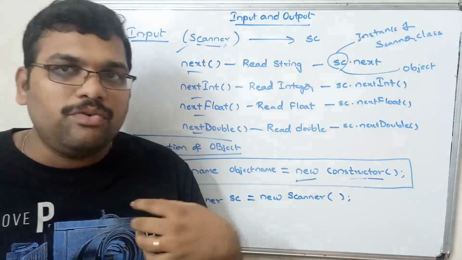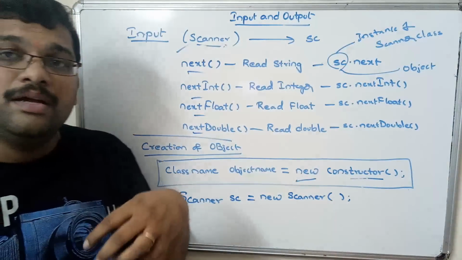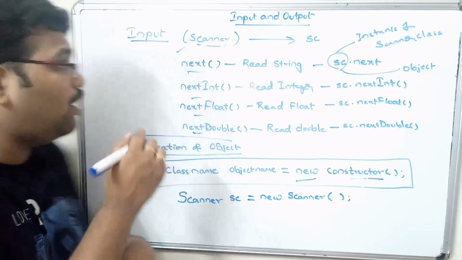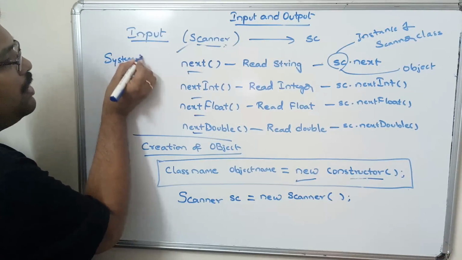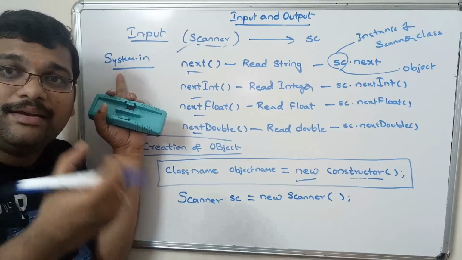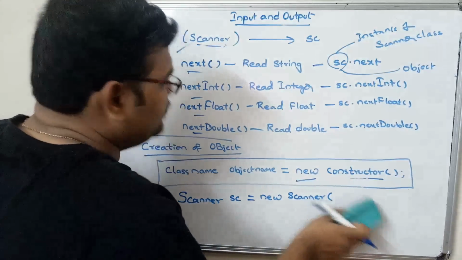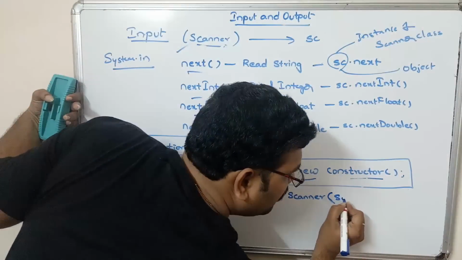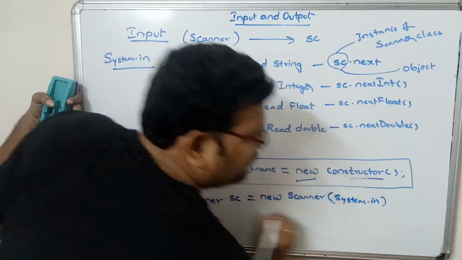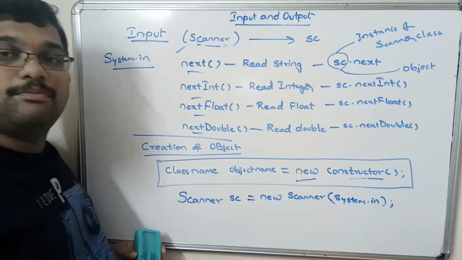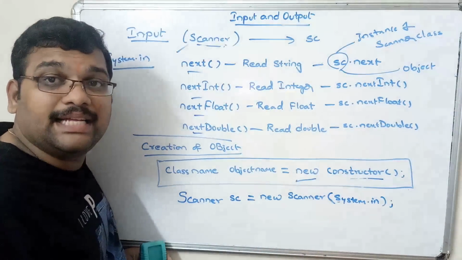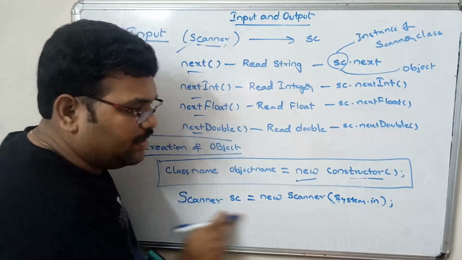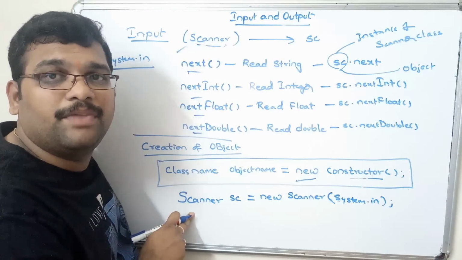Now from where do we have to read the input? The input should be read from the keyboard. In order to read the input from the keyboard, we have an input stream called System.in. System.in is used to read the data from the keyboard. So we have to pass this System.in stream as a parameter to this constructor. So Scanner(System.in), right? Here S is also a capital letter, as System is a class name. So this is the syntax to read an input from the keyboard.